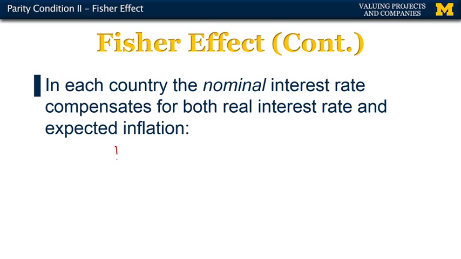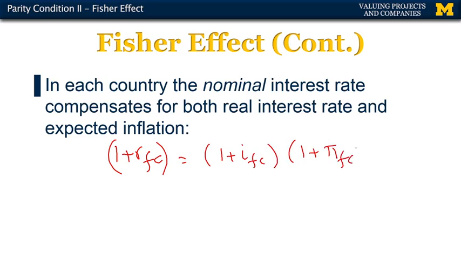So you can write this: 1 plus RFC, and remember you're talking about how much a dollar will become after 1 year, can be broken up into two parts, (1 plus IFC) times (1 plus pi FC). This has got to be true. And the reason for the 1 plus is because you're carrying money forward and there is a compounding effect between the two. So don't add inflation to real returns. It's not additive. Similarly, 1 plus R US will be equal to (1 plus I US) times (1 plus pi US).